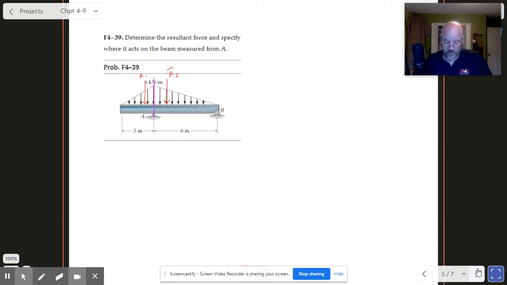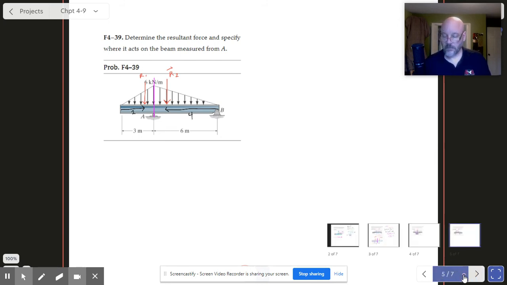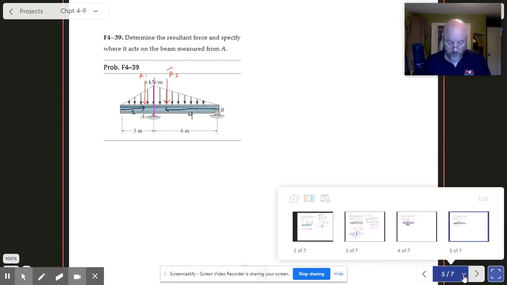Okay. Now, just a little note about where to locate those. With triangles, it's always located 2/3 of the distance from the pointy bit. And so that means that location is 2 from the end there and 4 from the end over here. So that's how you can know where R1 and R2 are. Okay. Pick up a couple more.